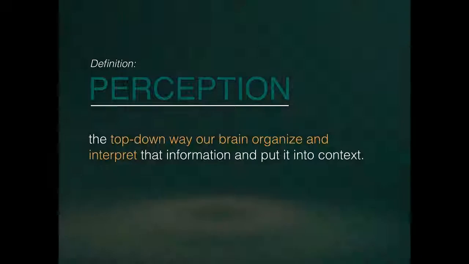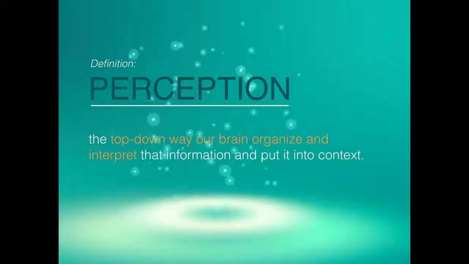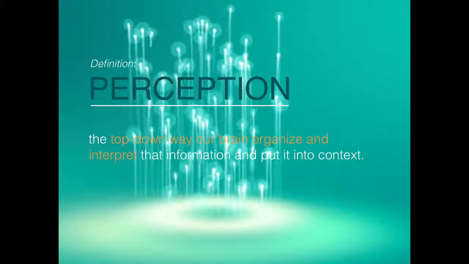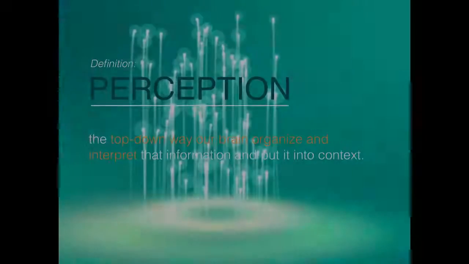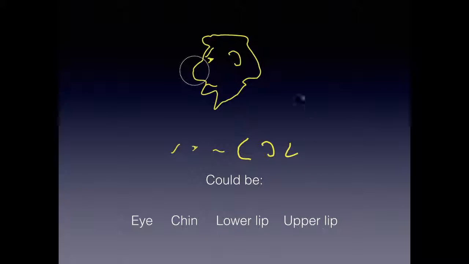but the top-down way is how the brain organizes and interprets the information and puts it into context. So with the same image, instead of seeing the C shape, you see and interpret it as an eye, chin, lower lip, and upper lip. This is called the top-down process rather than the bottom-up process. So you can attach meaning, see the thing as a whole, heuristically, not just a small part, and you can attach semantic meaning to it.